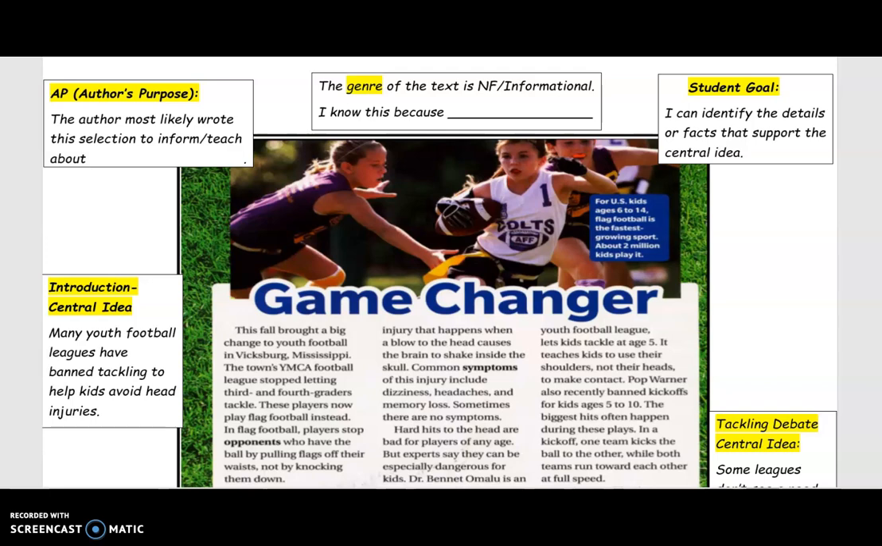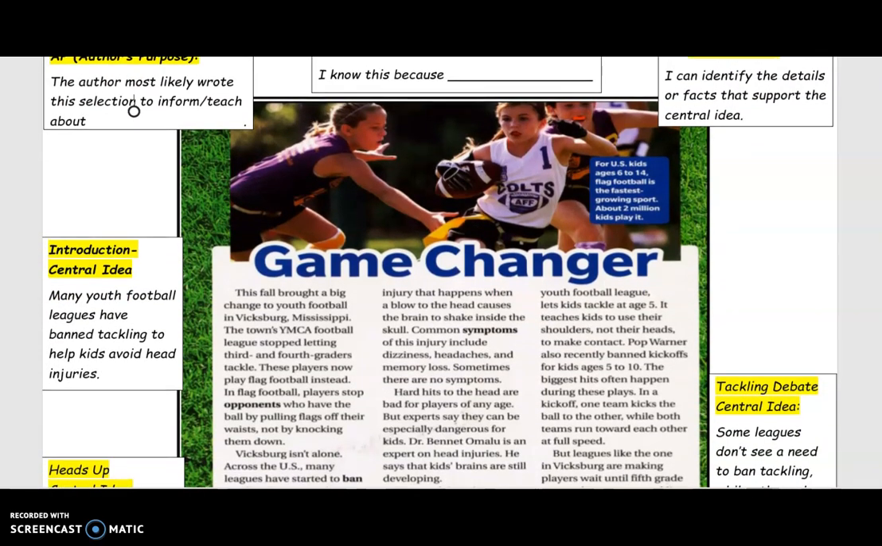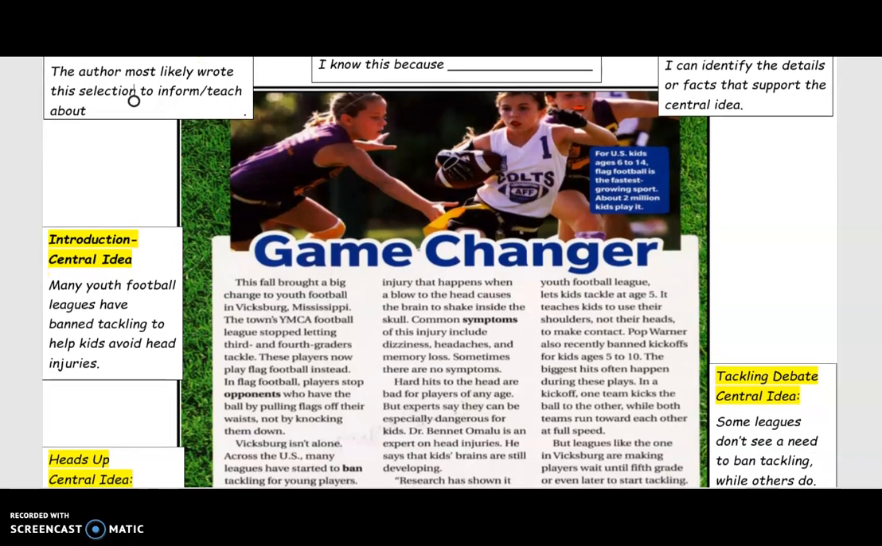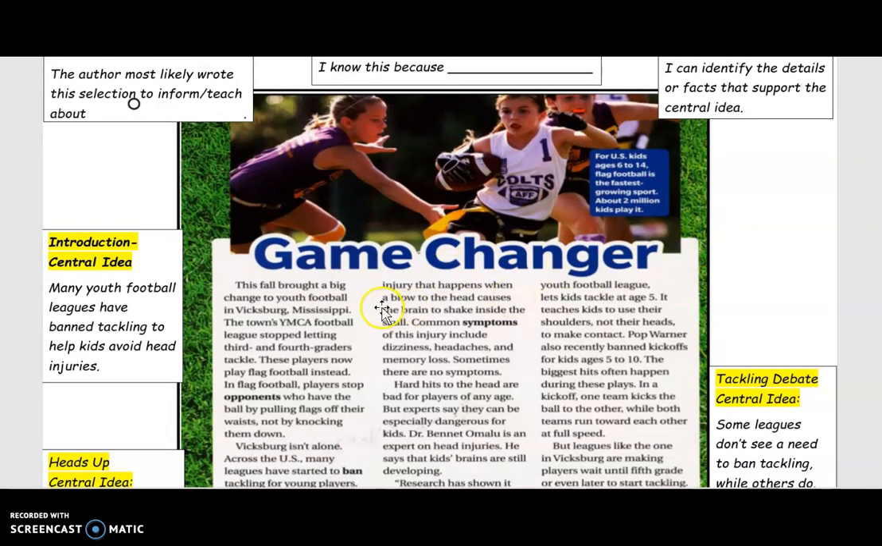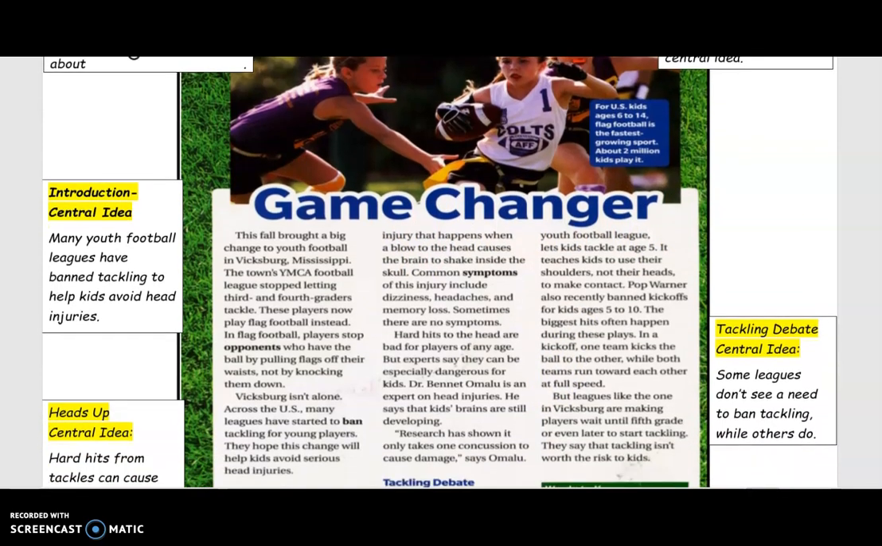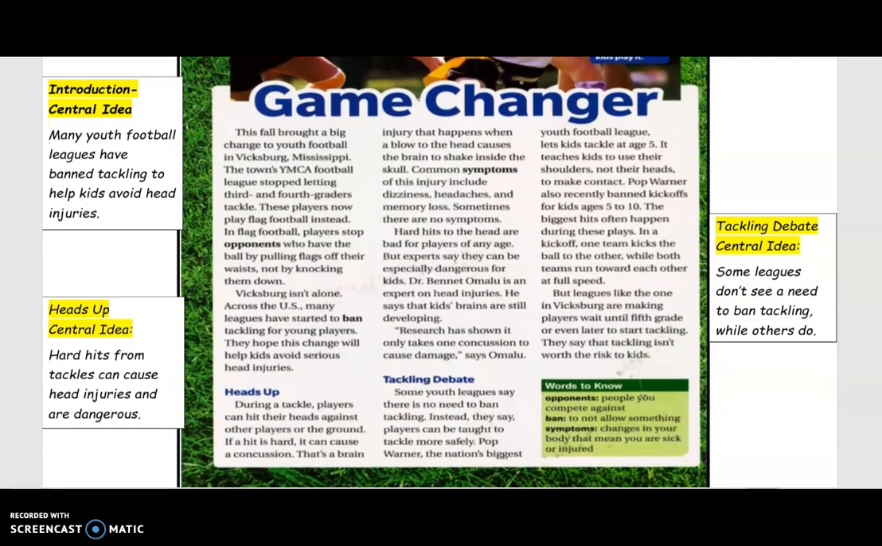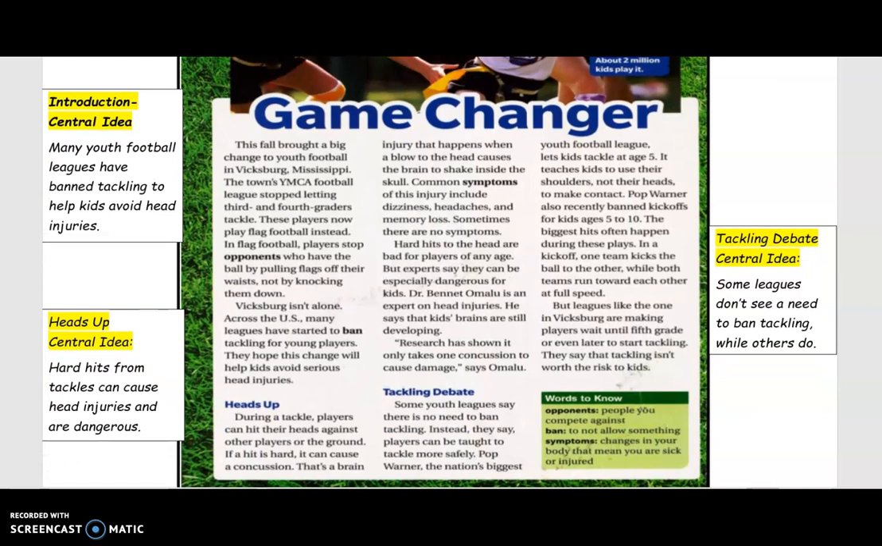All right, so let's go ahead and scan the article real quick and see what text features we can find. I see a photograph up at the top with a caption, and a bold print title called Game Changer. I also see some bold print words. Those are obviously words that the author thought were important vocabulary, wanted you to know. And it looks like those words show up at the bottom in a little mini glossary. So once again, you would want to review that before you start reading, which we will do.